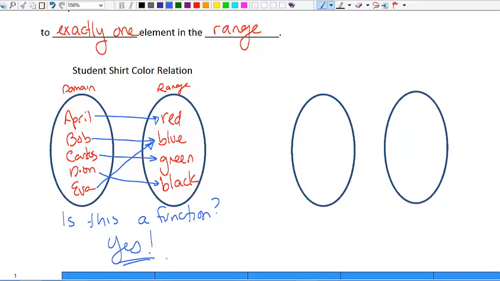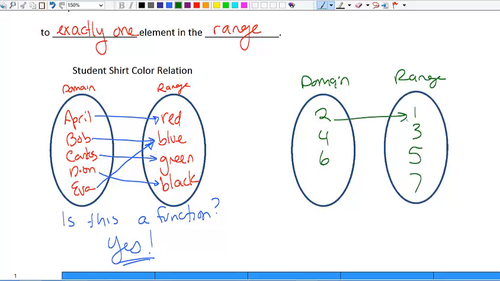Now, let me just make up another one. So I will make up another domain and another range, and then you'll test the same question. So I'm just going to put some values here. So 2 is being mapped to 1, 4 is being mapped to 3, 6 is being mapped to 5, and then 6 is being mapped to 7.